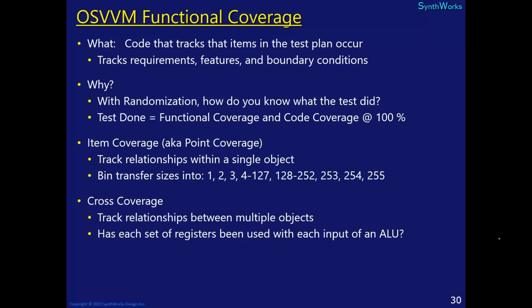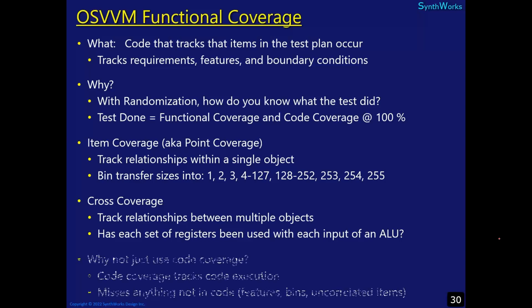We track relationships between multiple objects. Okay, it has each set of registers. So we have an ALU. It has two separate inputs. Each input can select from a number of different sources. Has each possible source from input 1 been used with each possible source of input 2? That's cross coverage, and it's correlating independent things.